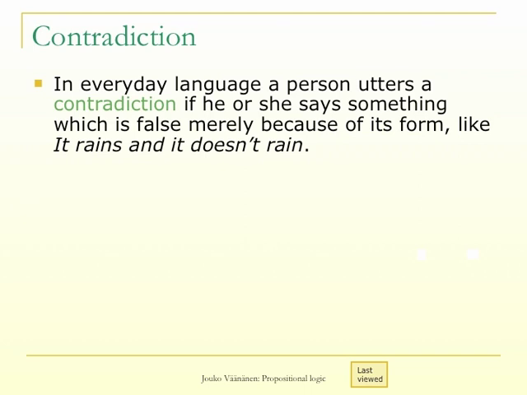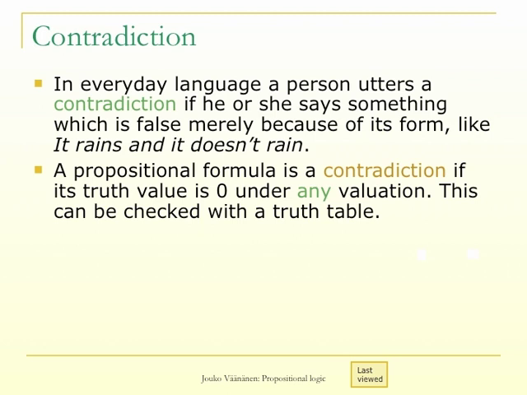In a conversation, a person may make a statement which others find controversial, and the statement may be under fire from all directions, but if the statement turns out to be contradictory, or in contradiction with something else that the person has just said, the statement is not taken seriously anymore. A propositional formula is a contradiction, or contradictory, if its truth value is 0 under every valuation. This can be checked with a truth table.